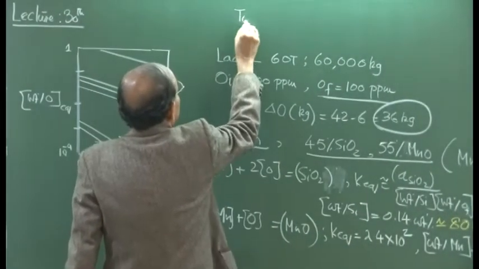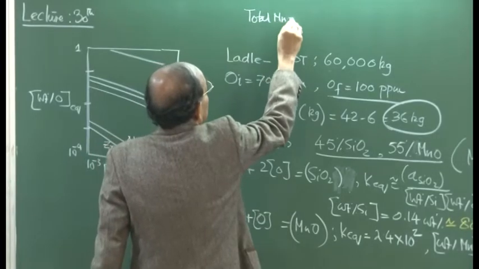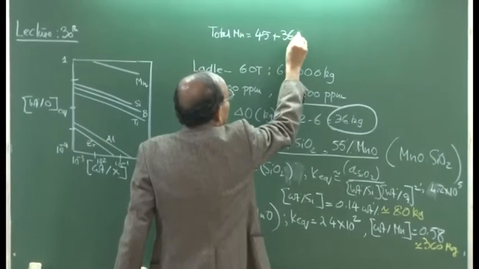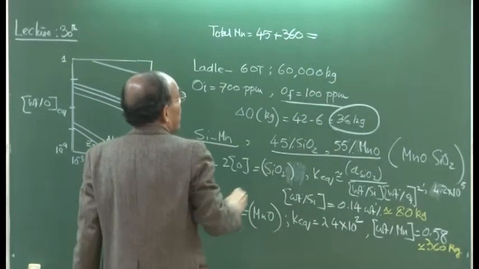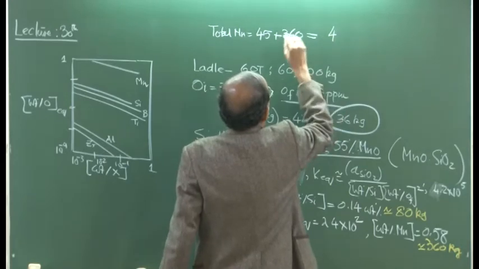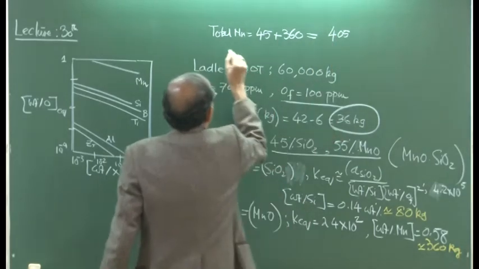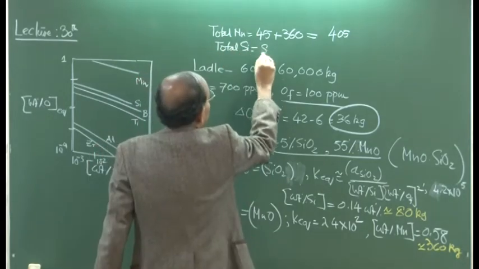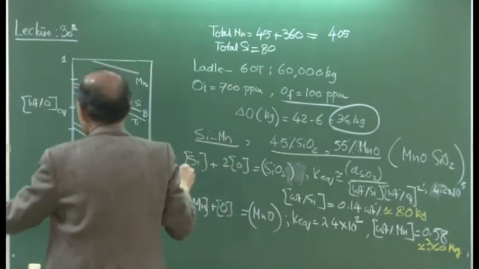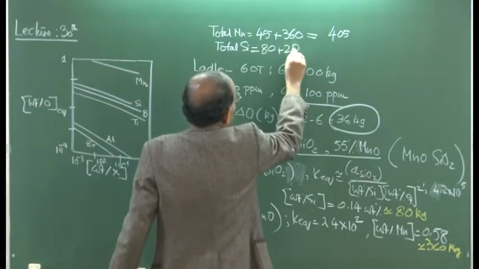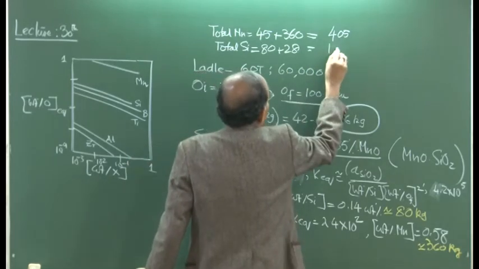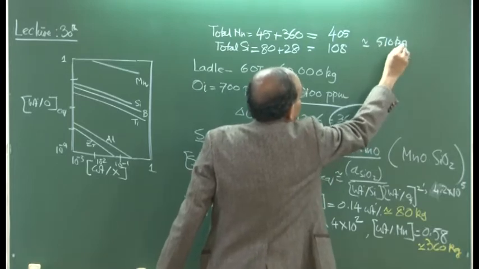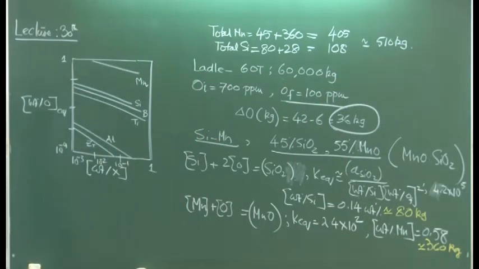So, total Mn is 45, which is sitting in the deoxidation product, and 360 which is there as dissolved manganese. So, it comes out to be something like 405. And total Si is going to come out to be somewhere like 80 kg, and then here we have 28 kg, and that gives us 108 kg. So, the total is approximately 510 kg. That is the total Mn.